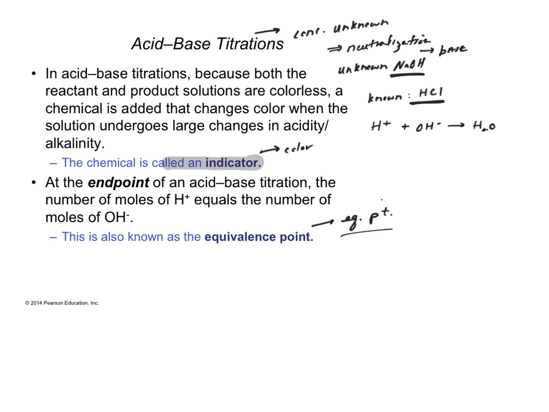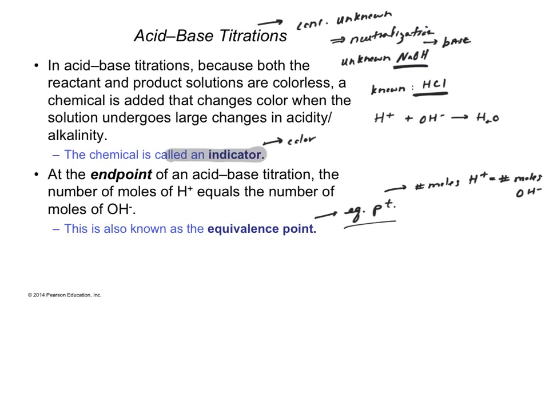It is defined as the point in time of the titration where the number of moles of acid, or H+, equals the number of moles of base, or OH-. Okay, so again, and I'm going to set this up in a second to visualize what's actually happening here, but this indicator is essentially going to allow us to determine when we reach this stage in the titration.